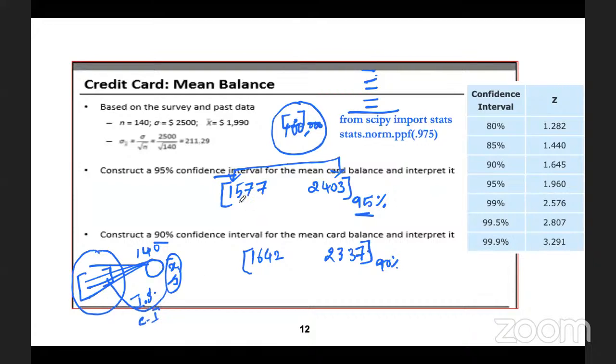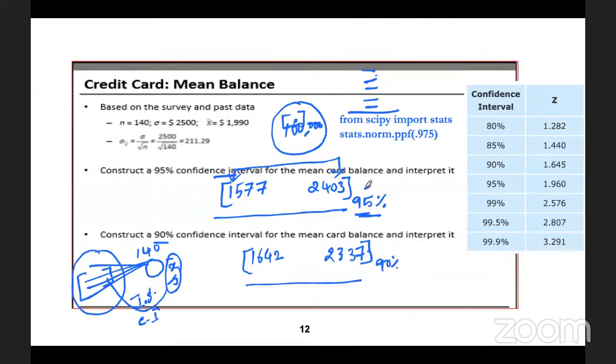So that means if you roll out this offer or project to all the students, their average outstanding balance would be between these two values with 95% confidence level. With 90% confidence level, the average balance would be between these two values, 1642 to 2337.